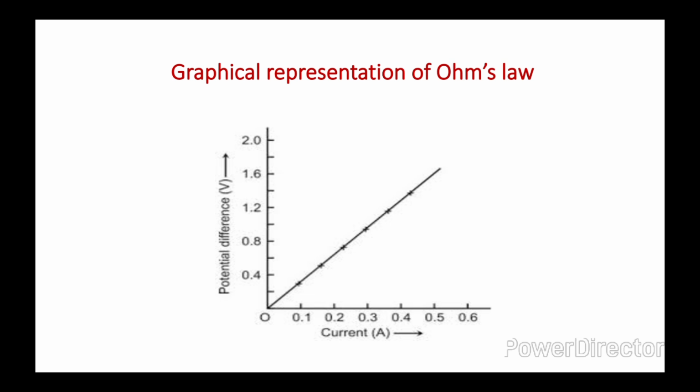That means if current increases, the potential difference will also increase, or if the current decreases, the potential difference will also decrease, provided the temperature remains constant. If you vary the temperature, then the values of potential difference and current may also vary. Therefore, the important condition is the temperature should remain the same throughout. Then the potential difference will be directly proportional to current. That means if one quantity increases, the other quantity will also increase. If one quantity decreases, the other quantity will also decrease.